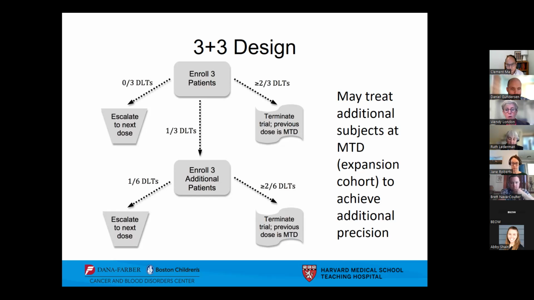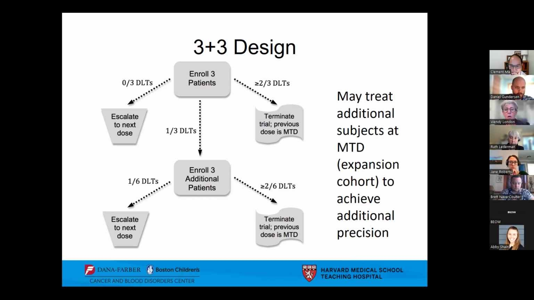If we have 2 or more out of 6, this is the sign that we should terminate the trial and declare the previous dose level, the lower dose level, as the MTD. So you can see how this would continue in a cyclic fashion until we have gone to the highest level that we can, come back down 1 to declare that the MTD.